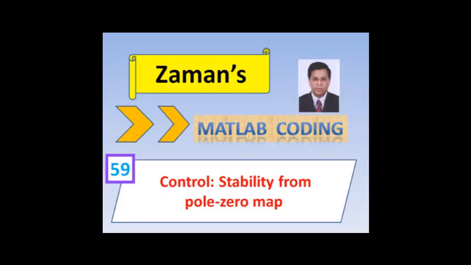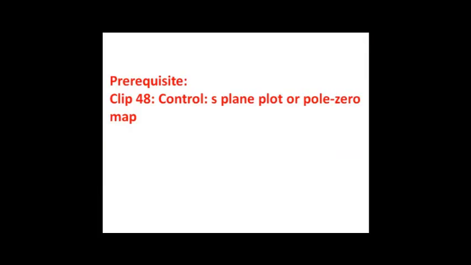In this clip, we would like to discuss how one can determine the stability of a control system from the pole zero map. Viewer needs the background of clip 48, where we discussed how one can graph the S-plane plot or pole zero map for a given control system in MATLAB.